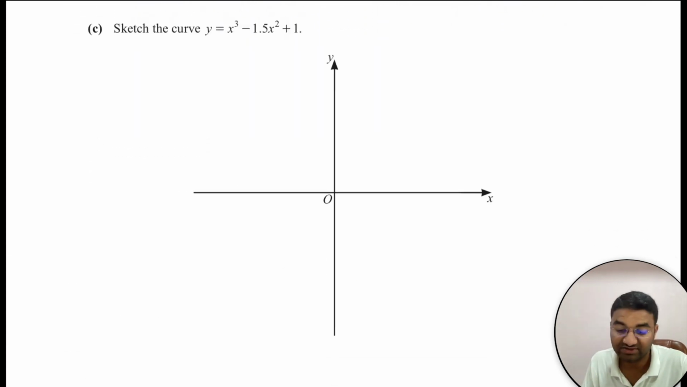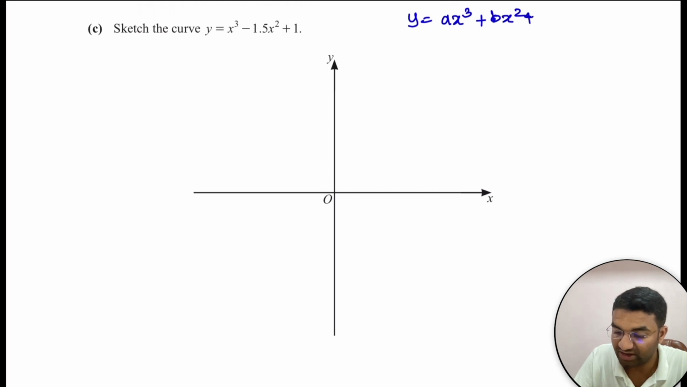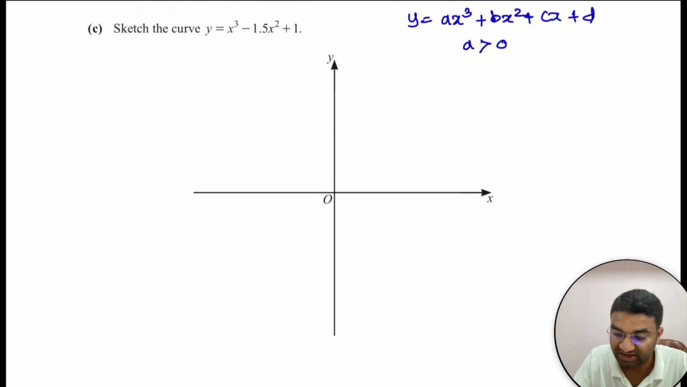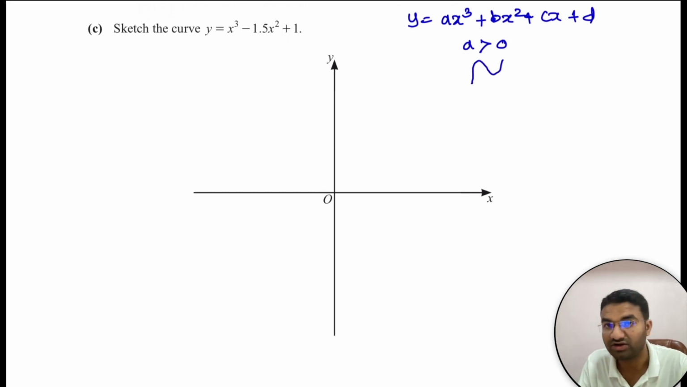Yeah. Then next point here, sketch x cube minus 1.5 x square plus 1. Right. So to draw the cubic curve, we have a generalized equation y is equal to ax cube plus bx square plus cx plus d. Fine. Suppose if a is greater than 0, then the cubic curve starts from the first quadrant and ends in the third quadrant like this. And if a is less than 0, means a negative value of a, then we get the curve starting from the second quadrant and ending in the fourth quadrant like this.